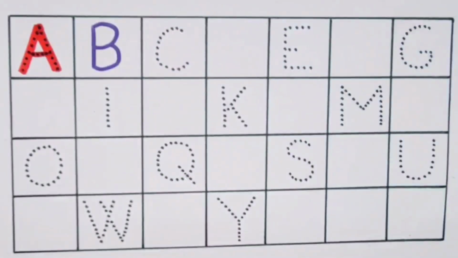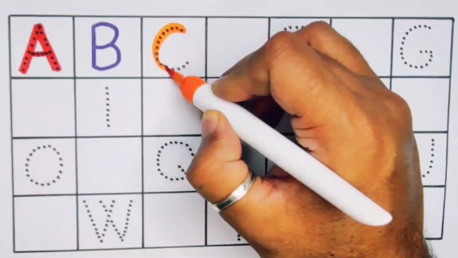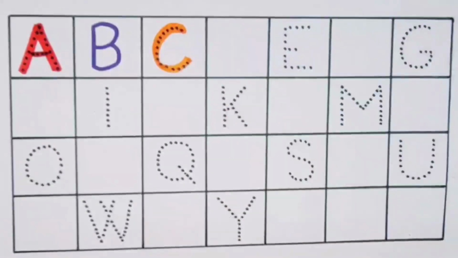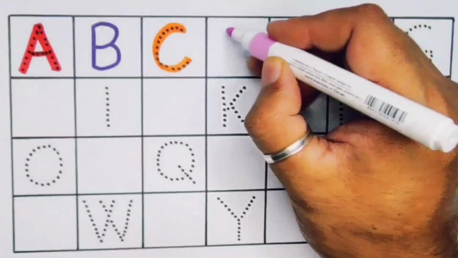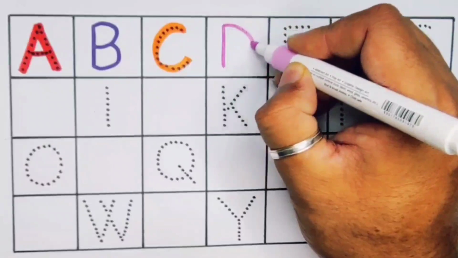Next kids C. C for car. Next D. D for dolphin.